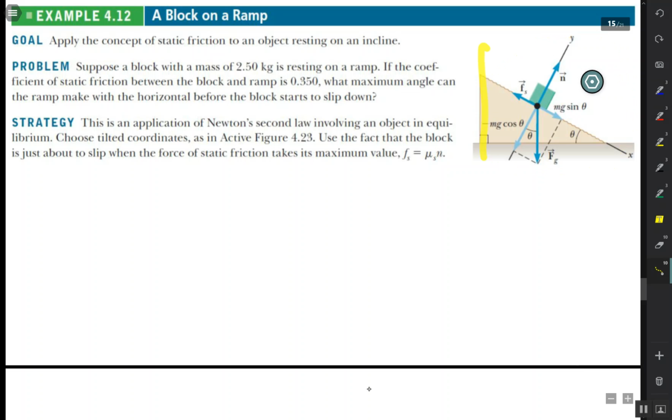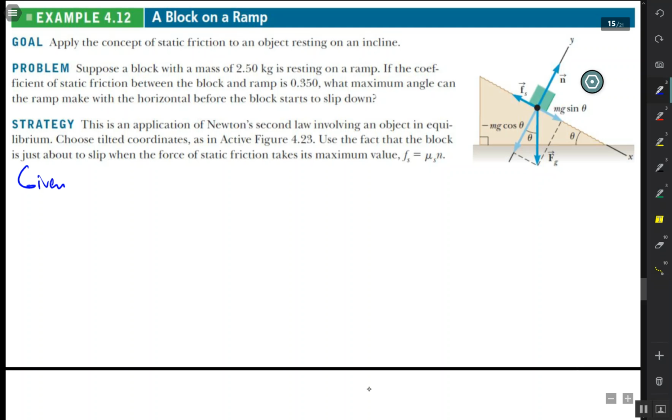Once again, we have the free body diagram. And this time, we have static friction that's holding the block in place. This is supposed to be resting on a ramp, or a board, and you're trying to find the maximum angle it can have before it starts to slip down, before the maximum of static friction is reached and it moves to sliding or kinetic friction. Okay?